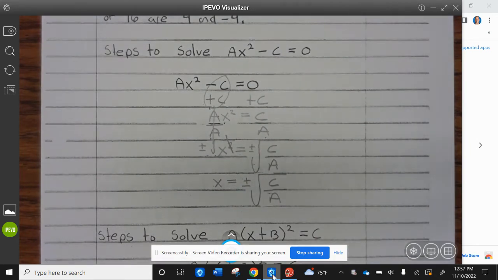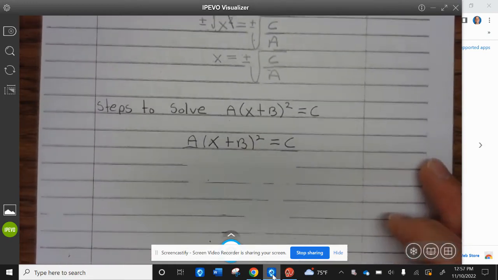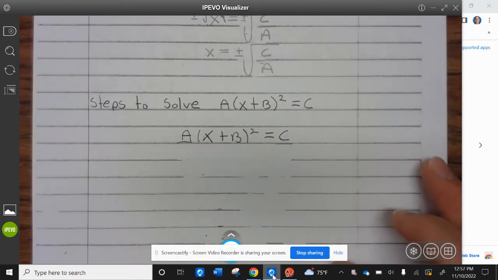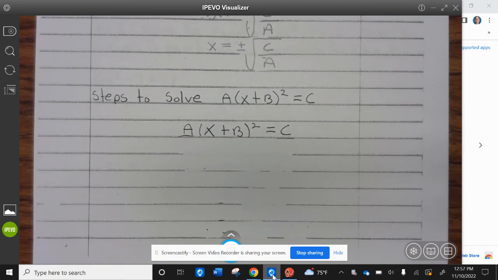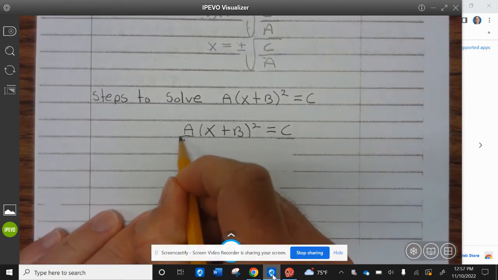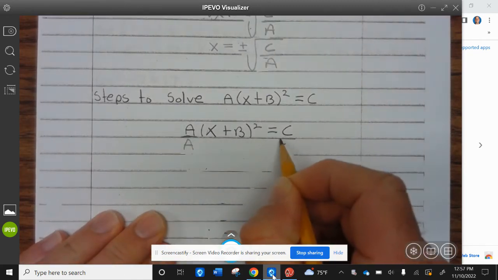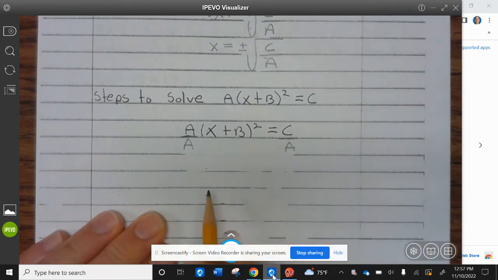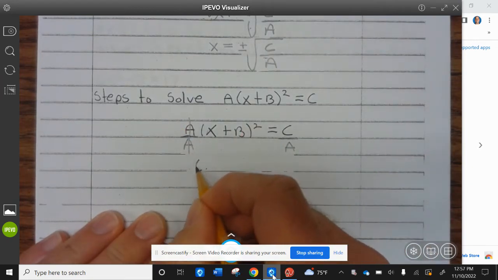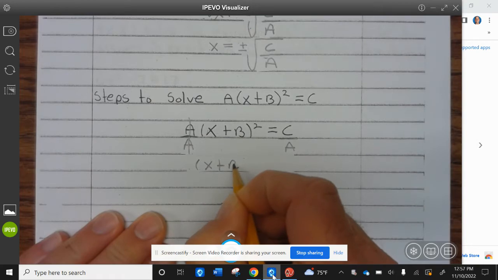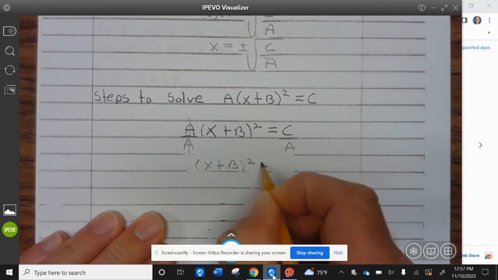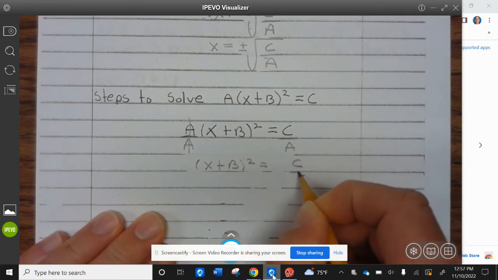All right, go ahead and finish up that. Let's look at the next. Okay, steps to solve a times x plus b squared equals c. So the first step is we're going to divide both sides by a. A divided by a is 1. So you have x plus b squared equals c divided by a.